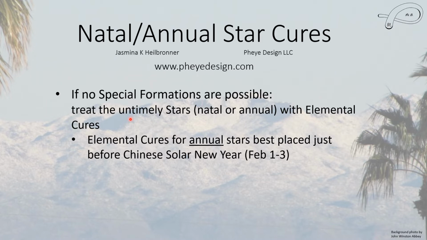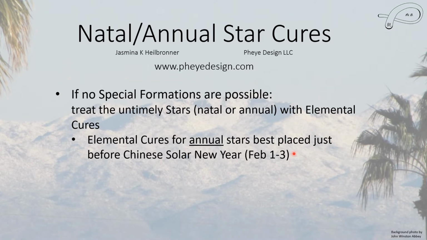If you don't have special formations, then you treat the untimely stars with elemental cures. And it doesn't depend if they're natal or annual, you treat them the same way. The timing is a little different though. For an annual star, it is best placed right before Chinese Solar New Year. And you have to be a little careful with this date because occasionally February 3rd will be Chinese New Year Day. And this is Chinese Solar New Year, that is. But this is fairly easy to find and nothing to be too worried about.